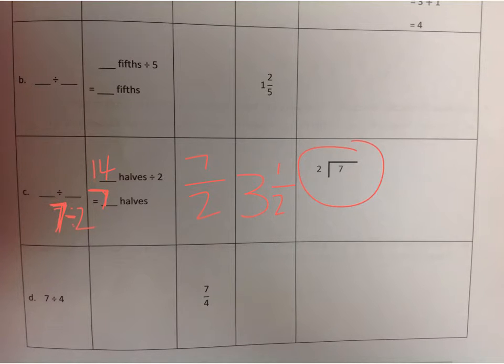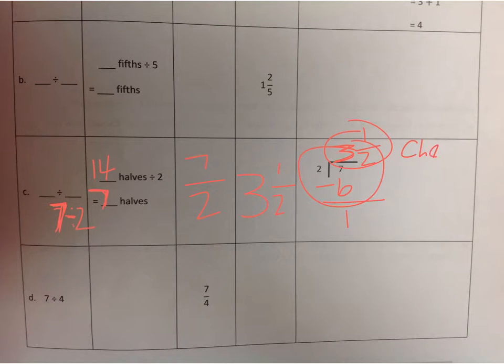We show that by doing the standard algorithm of long division. 2 goes into 7 3 times. 3 times 2 is 6. Subtract, and we have 1 left over. So that's how we get the 3 1/2.